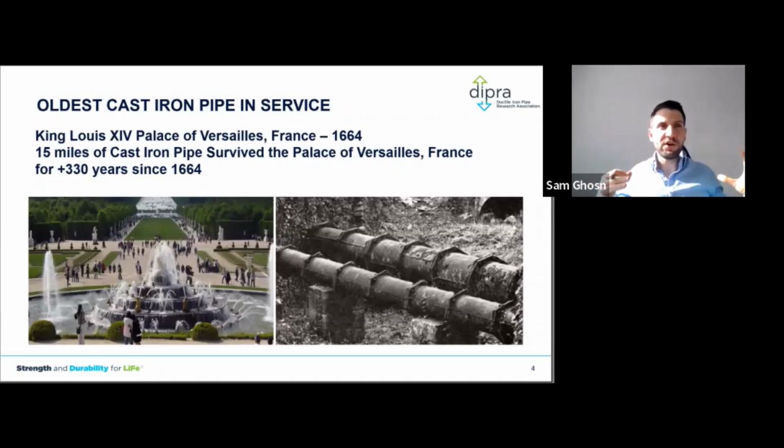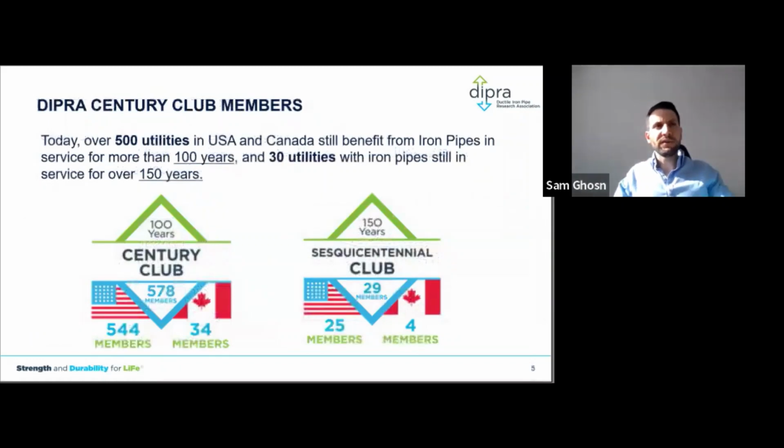So there's a lot of variation of iron pipes, where they were installed, how they were installed, and their condition today. Is it the case of King Louis XIV of France only? No. Today, we have utilities across North America still benefiting from the investment they made 100 or 150 years ago. And those are members of the Century Club and the Sesquicentennial Club. Over 600 cities across North America still have iron pipes in service for over 100 years, and more than 30 utilities have iron pipes in service for 150 years.